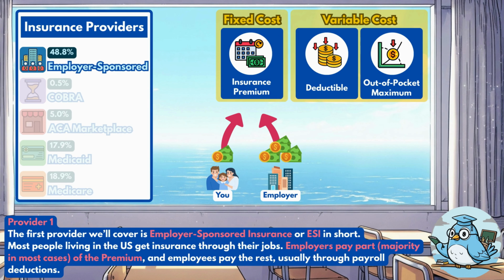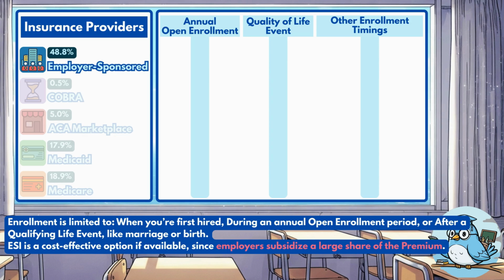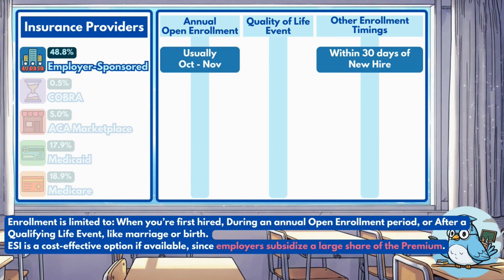Provider 1. The first provider we'll cover is employer-sponsored insurance, or ESI in short. Most people living in the U.S. get insurance through their jobs. Employers pay part, majority in most cases, of the premium, and employees pay the rest, usually through payroll deductions. Enrollment is limited to when you're first hired, during an annual open enrollment period, or after a qualifying life event like marriage or birth. ESI is a cost-effective option if available, since employers subsidize a large share of the premium.